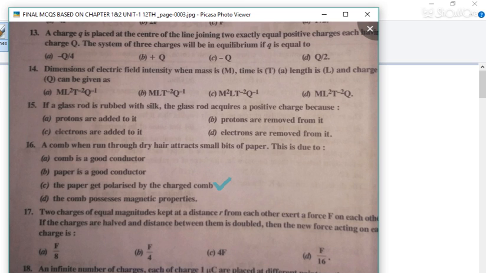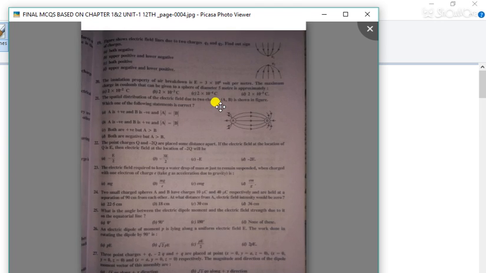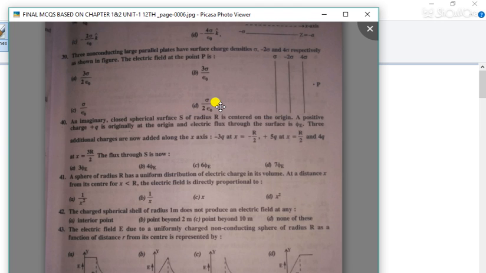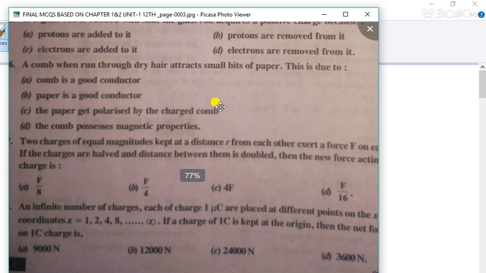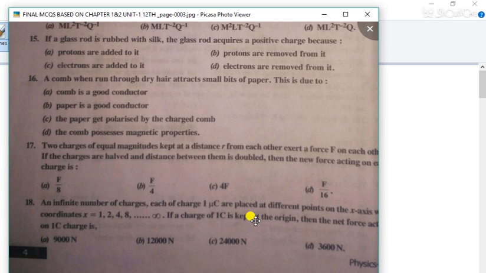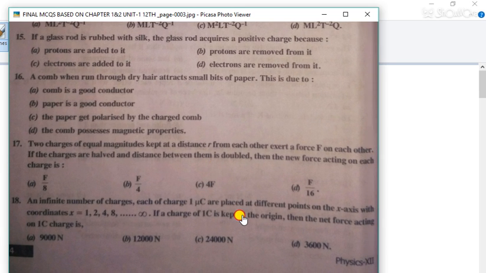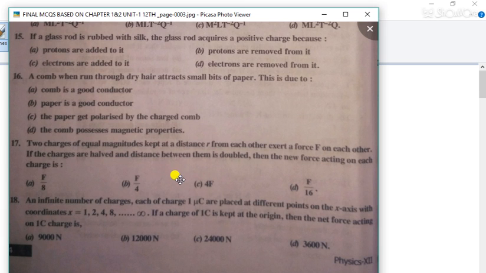Now moving to the next question. We will complete some of the questions, and there are a lot of questions. I will try that we complete these multiple choice questions in this video. So moving to the next question, question number 17.